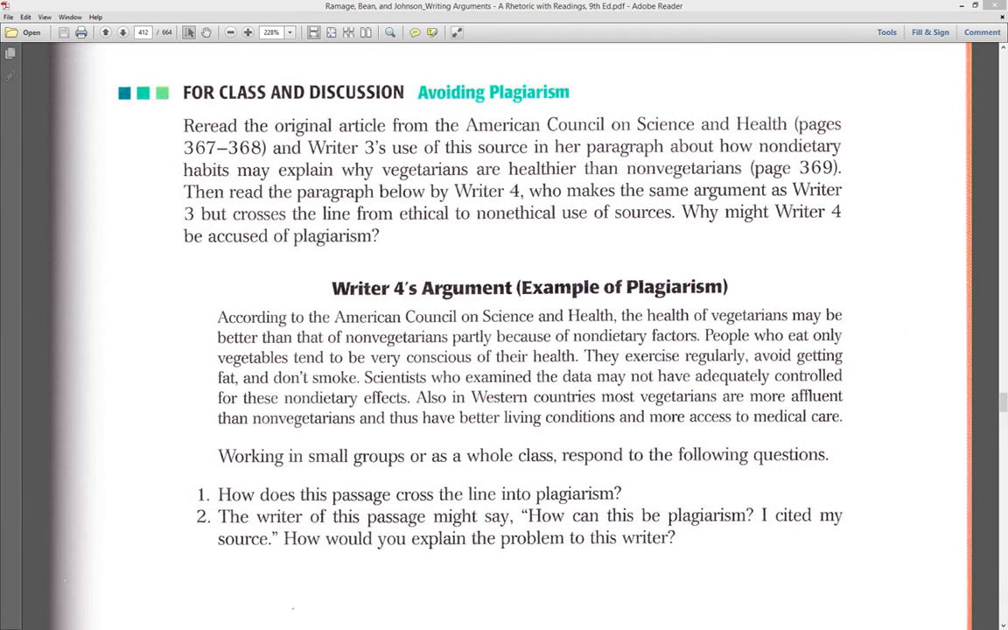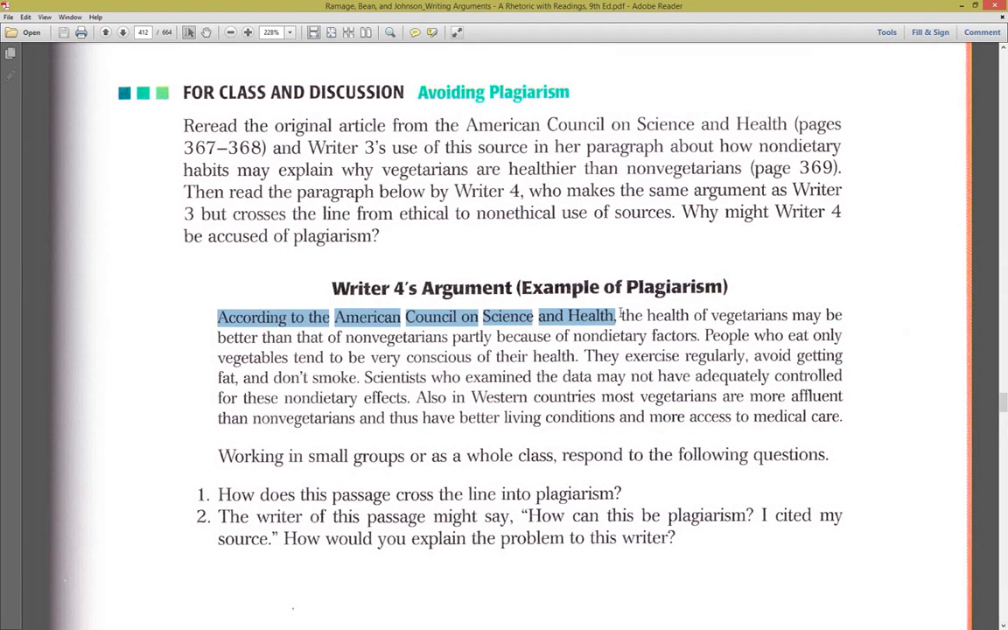Well, first of all, there are no quotation marks anywhere in this passage, but there are phrases that have been taken directly from the original source. You cannot use the same words that a source uses in the same order without indicating that you have done so with quotation marks. To do otherwise is to plagiarize. We also note that we don't give the author credit. We do give the author credit here at the beginning.